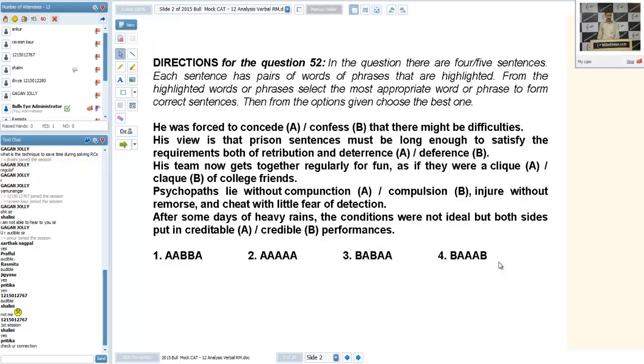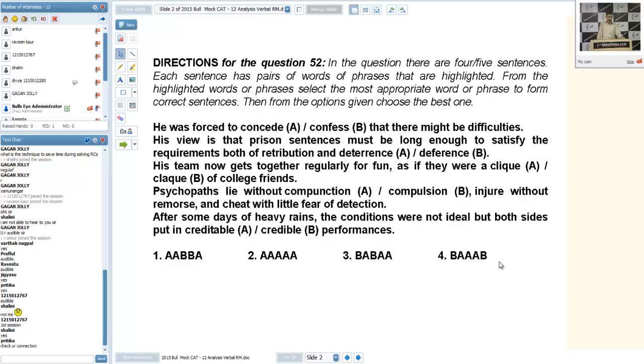So what was your take? Did you get this correct? In this, concede versus confess. Confess is used whenever we admit our mistake before someone. That's called confession. Confession has a negative connotation. Concede is when you are forced to agree to something. It's called concede. The rest of the words are fine. Deterrence is to stop somebody from doing something. Deference is to show respect. Clique is a group of college friends, etc.